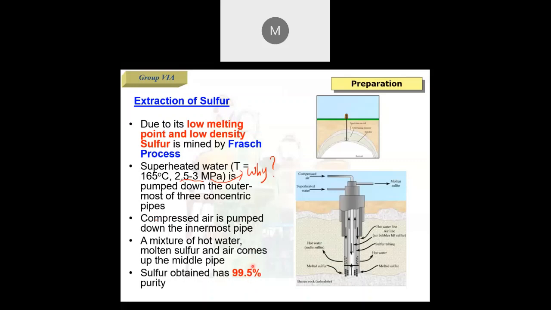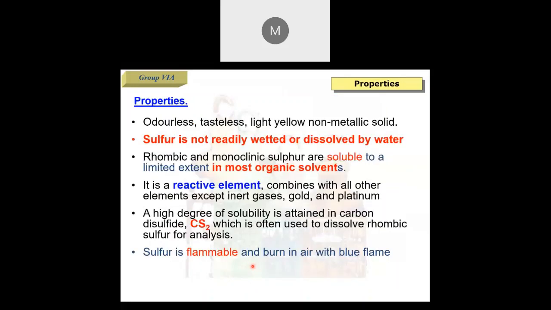Okay, so next, let's look at the properties. It's odorless, tasteless, light yellow, non-metallic sulfur. Pure sulfur is odorless. It has no smell. Sulfur is not readily wetted or dissolved by water. Rhombic and monoclinic sulfur are soluble to a limited extent in most organic solvents.